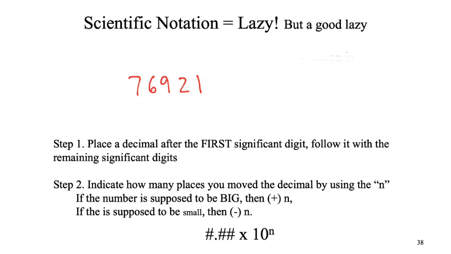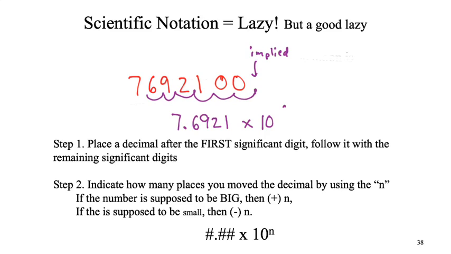How many zeros? Okay. Let's turn this into scientific notation. 7.6921 times 10 to the... So the first significant digit goes into the ones place. Whoops. So it becomes 7.6921 times 10 to the... Now how far did I shift? There's an implied decimal here. We went 1, 2, 3, 4, 5, 6 places. Was that number large or small? Large, which means it needs to be positive.